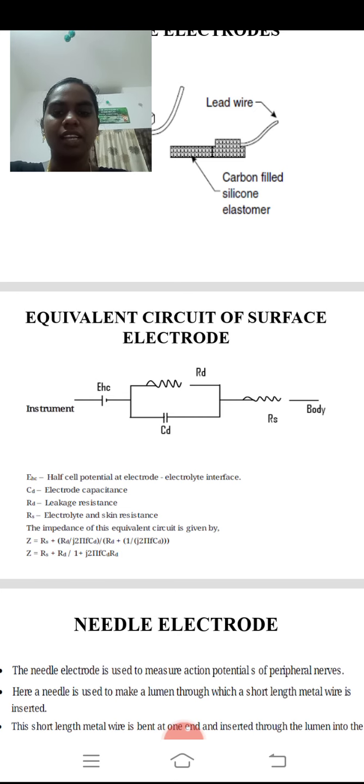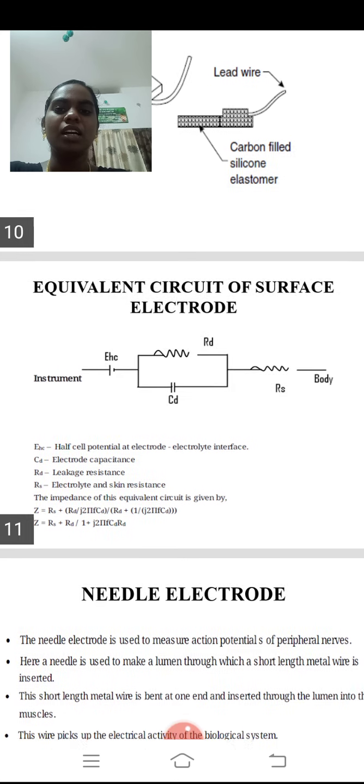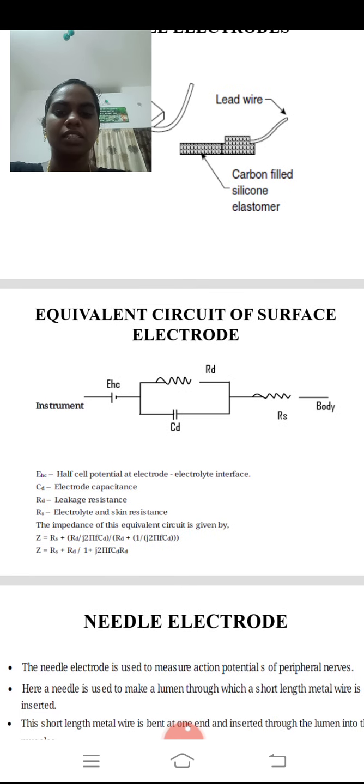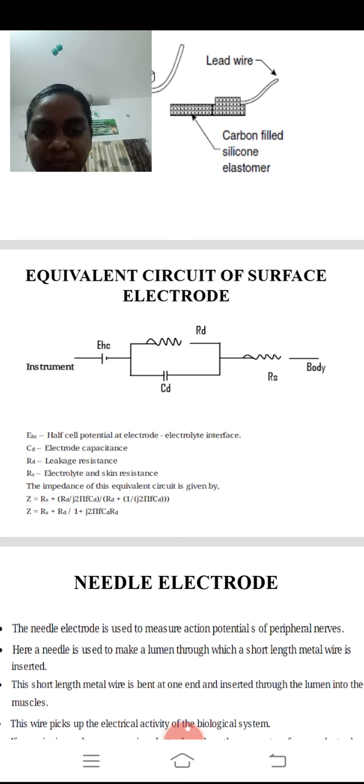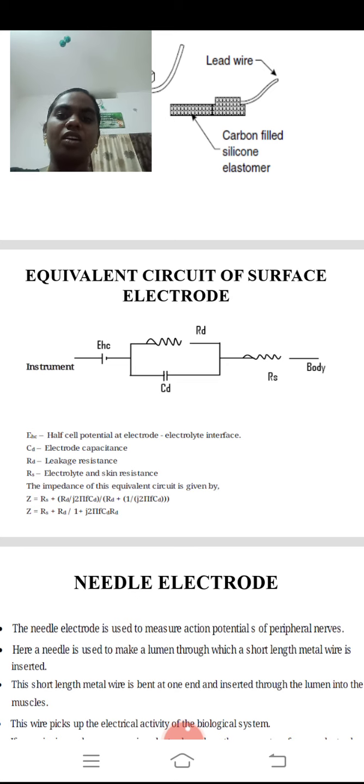Then RD is the leakage resistance. Even though we are measuring in an accurate manner, some leakage is available. It will be denoted by RD. RS is the electrolyte and skin resistance. Each and every skin has some resistance. It will be measured through RS. So the total impedance is equal to RS plus RD divided by 1 plus 2πj f CD RD. So this is the equivalent impedance.